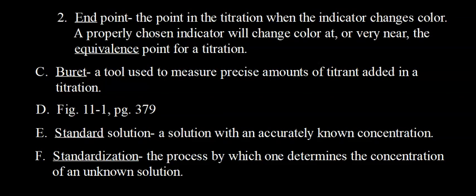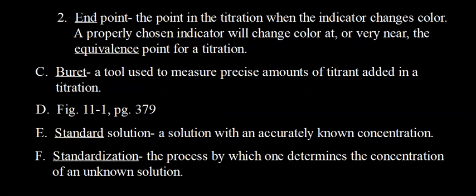So here's the thing. A properly chosen indicator will change color at or very near the equivalence point for a titration. And so we're going to use that changing color that occurs in the indicator to signal the equivalence point, to signal when to stop adding our acid or base. Now, the piece of equipment that we use for a titration is called a burette. Again, it is a very precise instrument, and so it's going to yield excellent results.